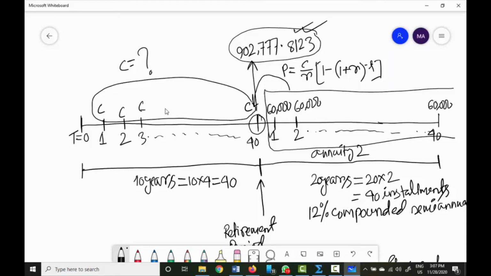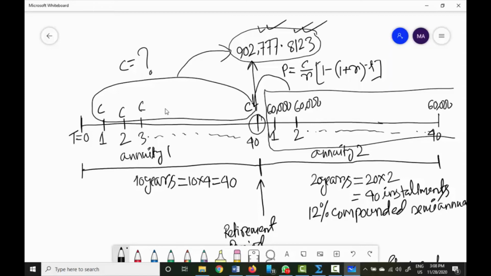That will give you 60,000 taka at the end of each 6-month period as a pension for the following 20 years. That means a total of 40 payments. So we need this amount of savings after 10 years. To have this amount, how much should you save at the end of every quarter. So obviously this is annuity 1. Here we are saving C amount of cash flow every quarter to receive this amount of money after 10 years.